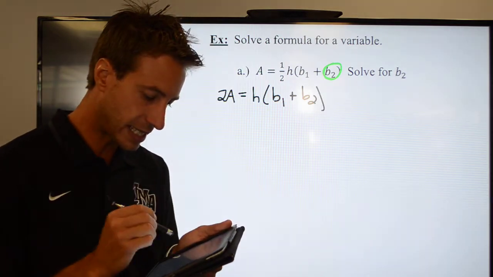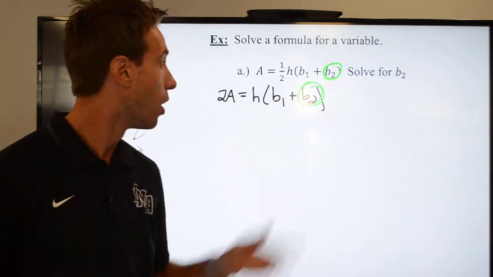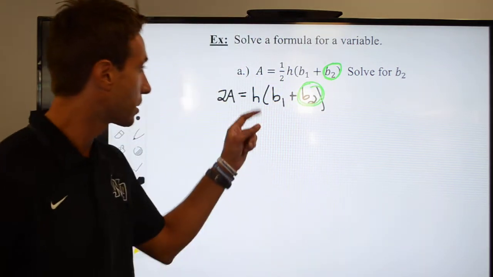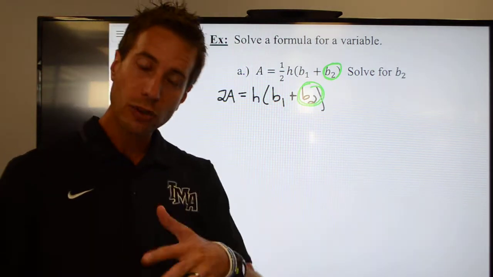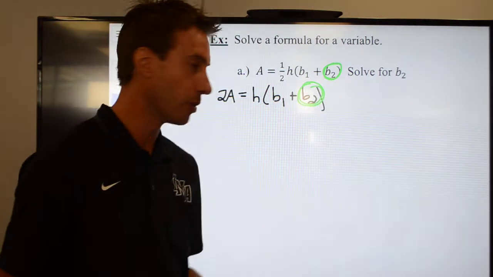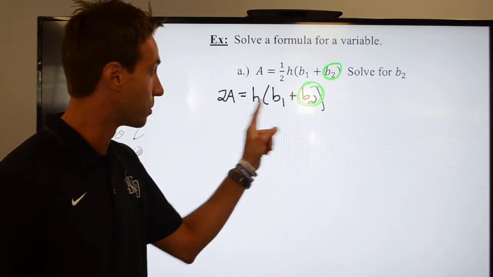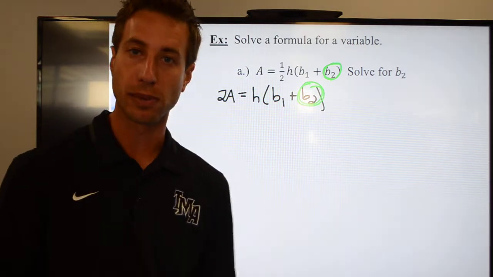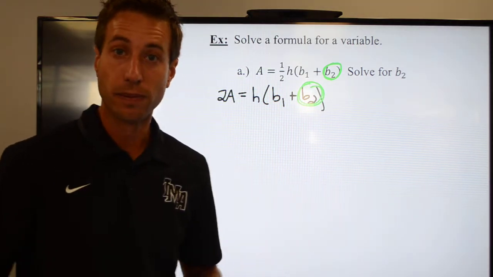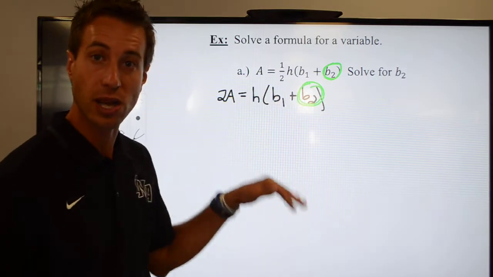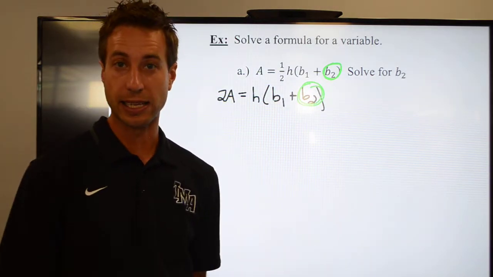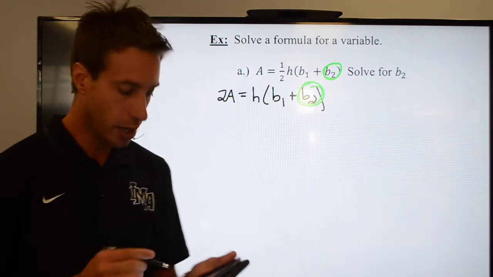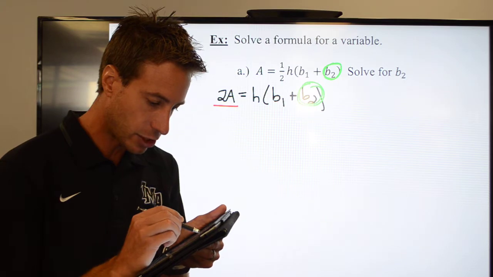Again, we're trying to get this b2 right here all by itself. We need to isolate that guy. So the next thing I need to do is get rid of this h. Just like if it were a number, you would notice I'm multiplying, right? This is multiplication between h and this quantity. How do you undo multiplication? Division. If this were a number, you would divide both sides by the number. Treat h like it's a number. If you're multiplying by h, divide both sides by h, and you're good. So we'll divide both sides by h.